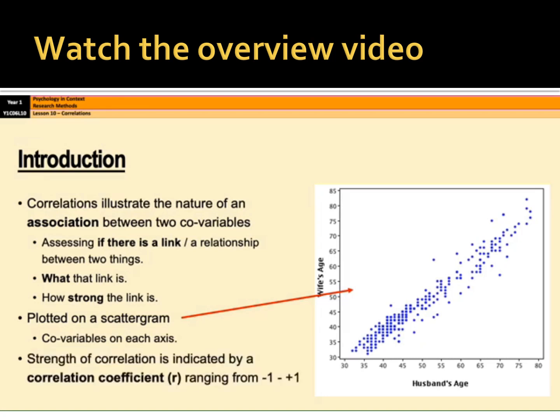Okay. The strength of a correlation is indicated by what's known as a correlation coefficient. Okay, so that's always designated by the letter R. And the correlation coefficient ranges from -1 to +1. Okay, -1 is a perfect negative correlation and +1 is a perfect positive correlation. And we'll come on to what that means in a sec.